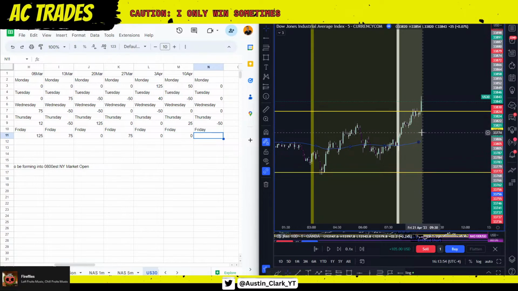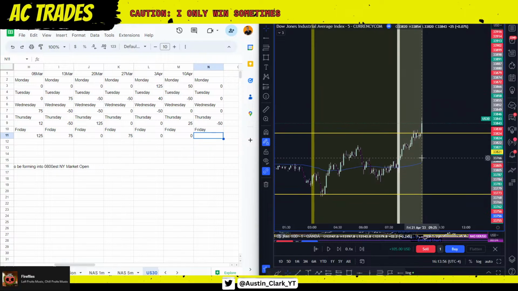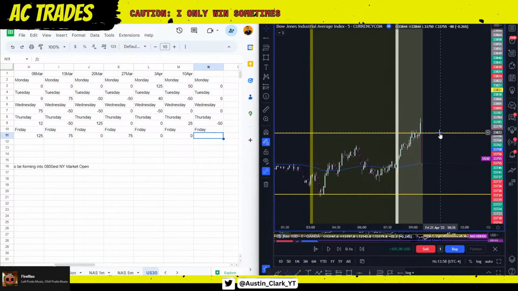All right, so this is 925 candle. Formed a new high, so we're going to drag that up.